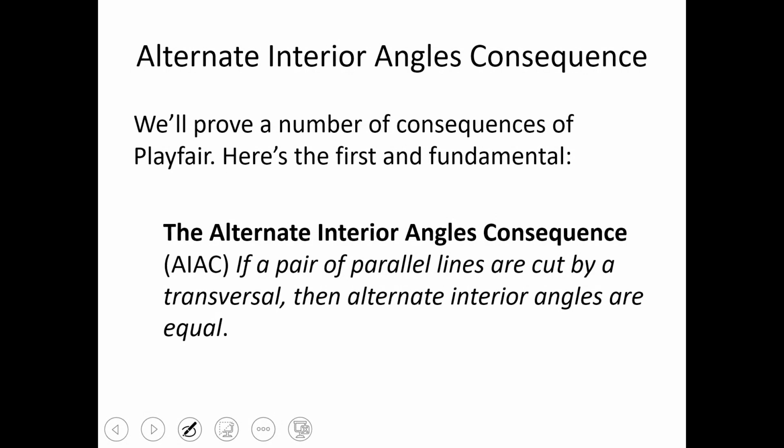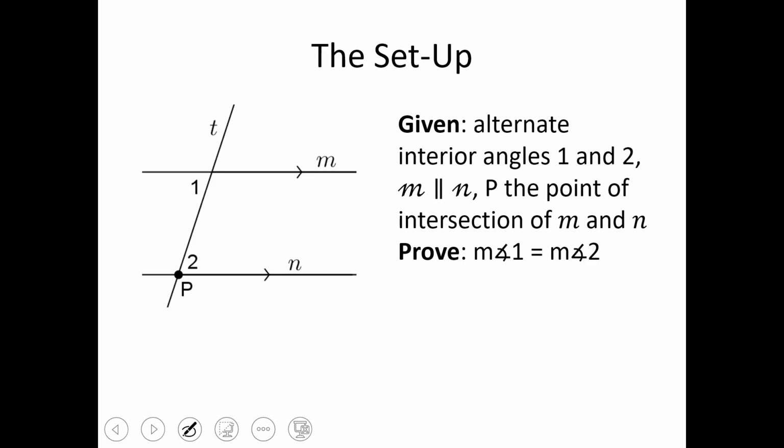Now, with that parallel postulate in place, we can begin to prove the consequences, the results of this section. Here's the alternate interior angles consequence, which says that if a pair of parallel lines are cut by a transversal, then alternate interior angles are equal. So here's the setup. I've got a pair of lines which we say are parallel, that's part of the given, and a third line, the transversal T, that creates alternate interior angles 1 and 2. I've also noted a point of intersection P here. What we wish to prove is that angle 1 is equal to angle 2. That is, if lines are parallel, alternate interior angles are equal.